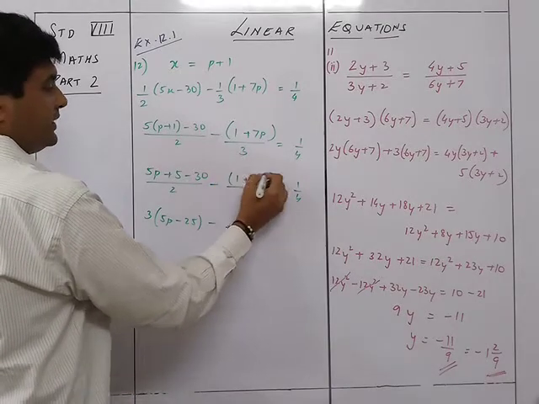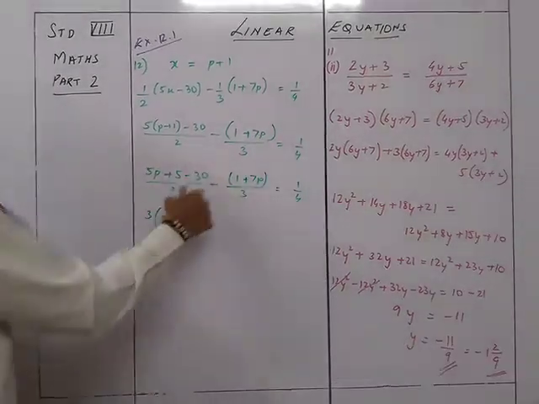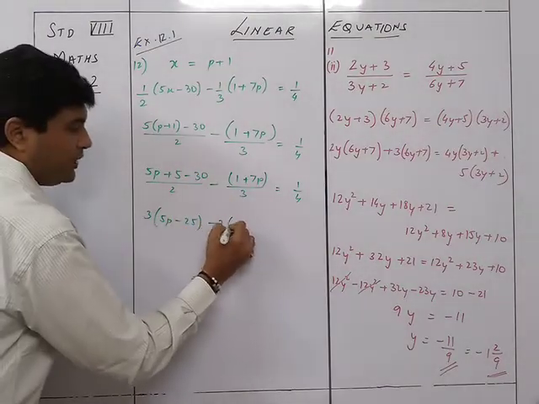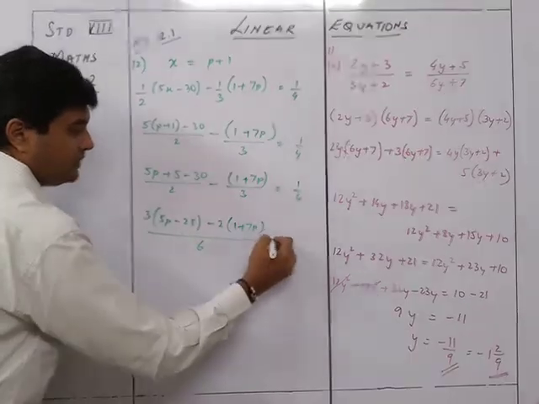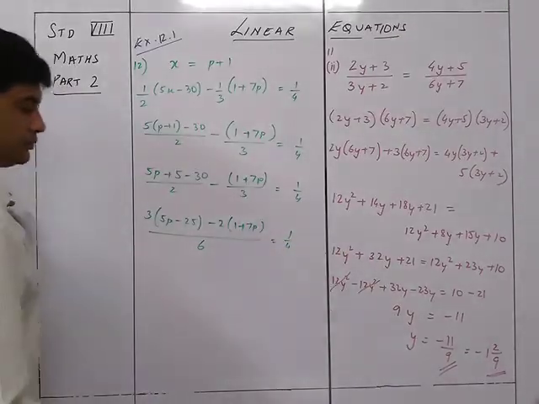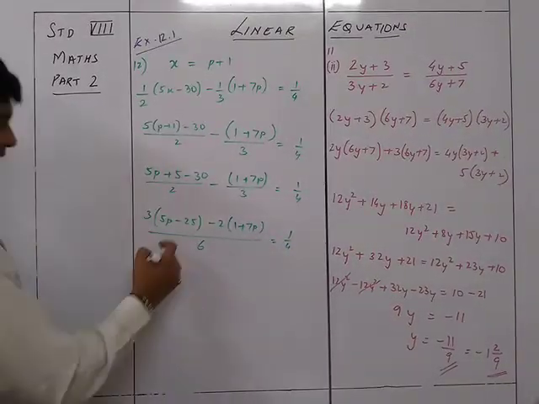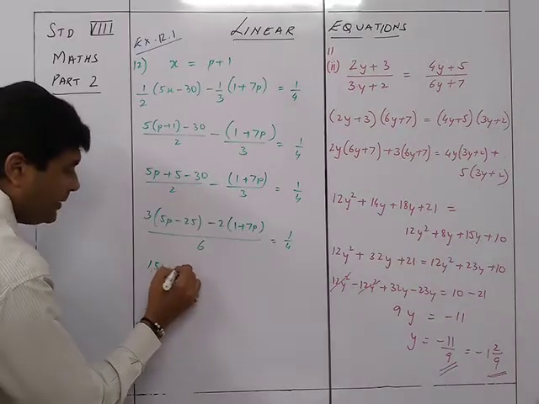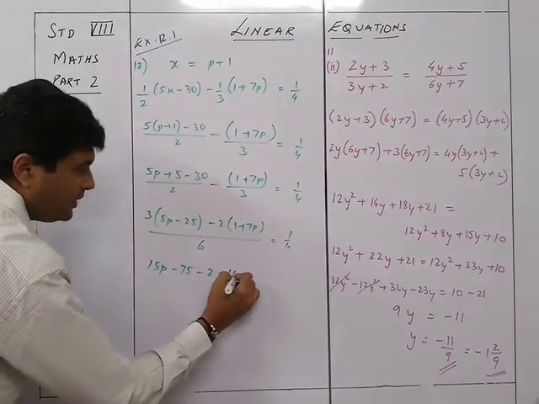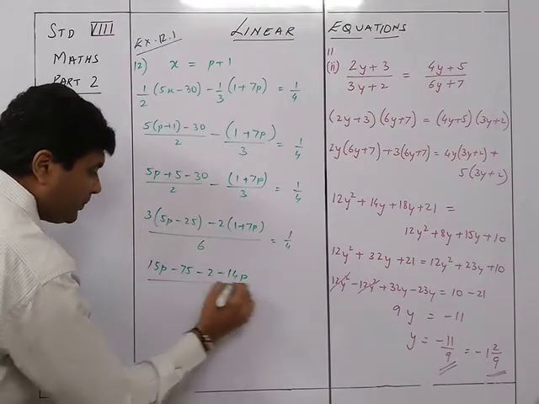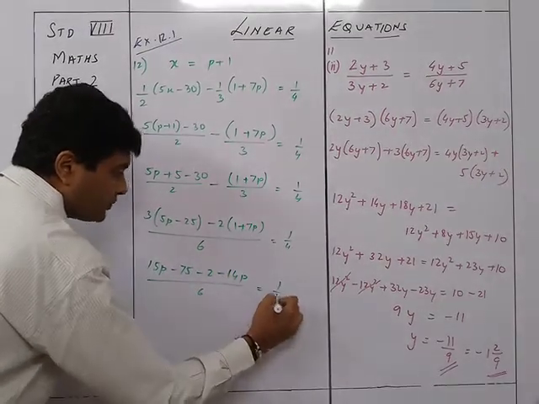So it's easy to understand. 2 will multiply here, so it will be minus 2 into bracket 1 plus 7p, the whole upon 6 is equals to 1 upon 4. So on solving, you get this as 15p minus 75 minus 2 minus 14p, whole upon 6 is equals to 1 upon 4.